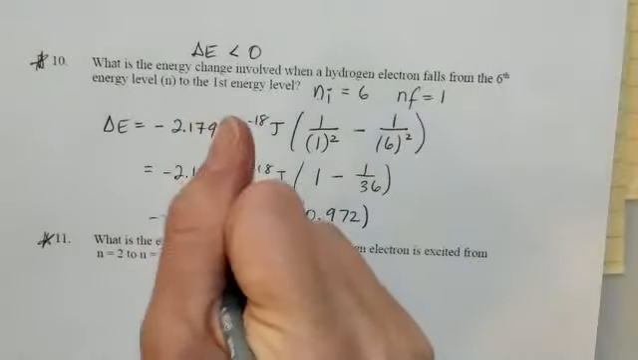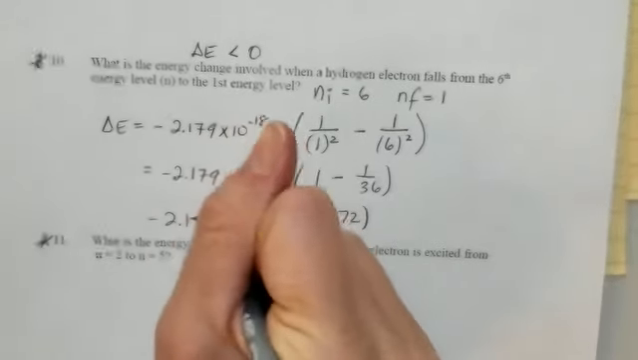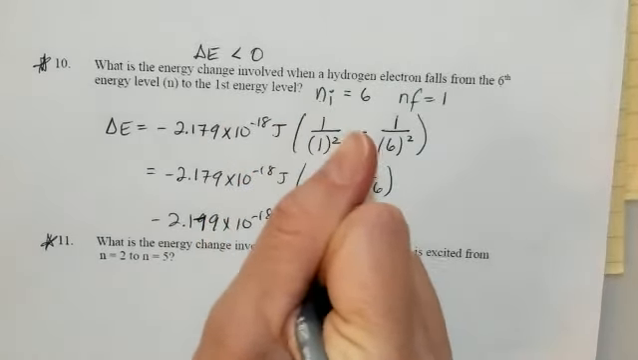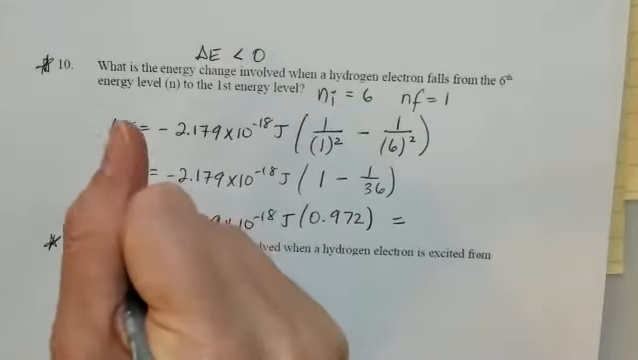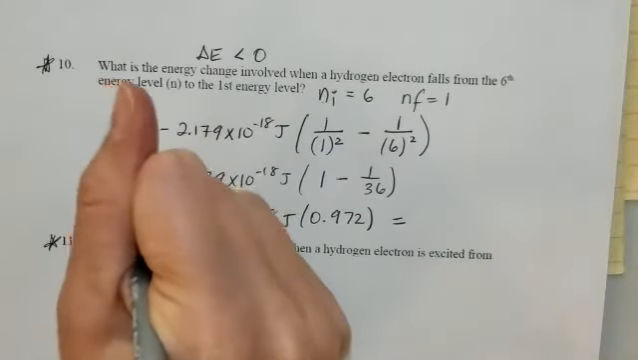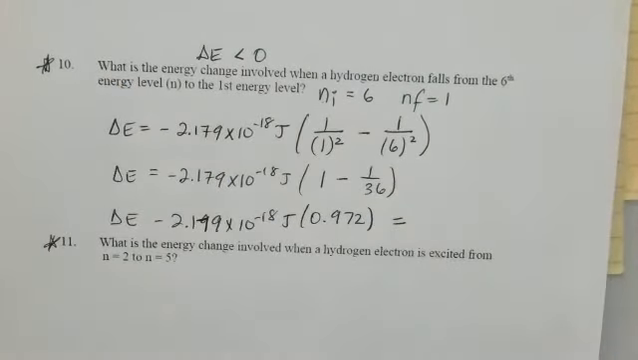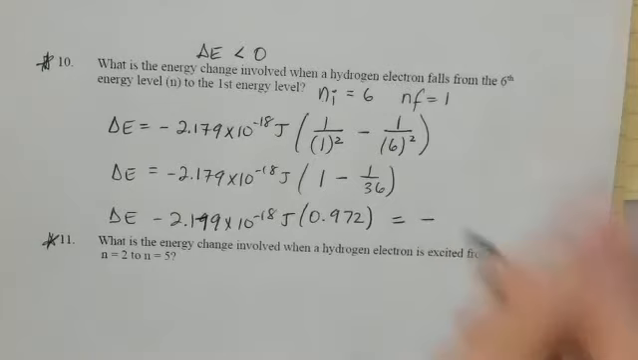And if I multiply that by my constant, I'll get my change in energy. All right, so change in energy, so times 2.179 times 10 to the negative 18. And that negative is still there, right?